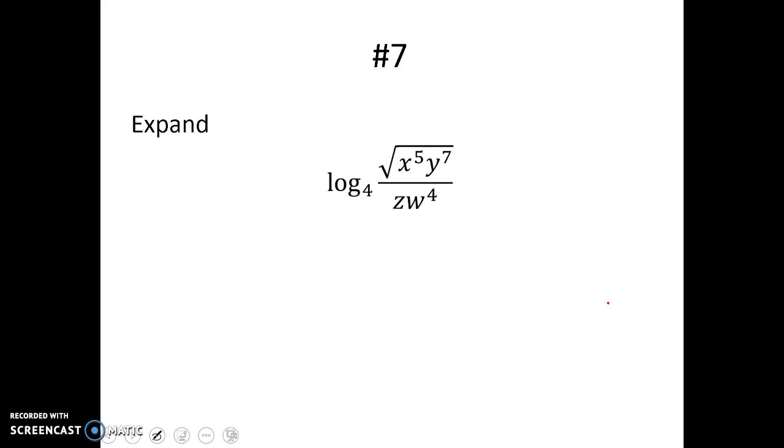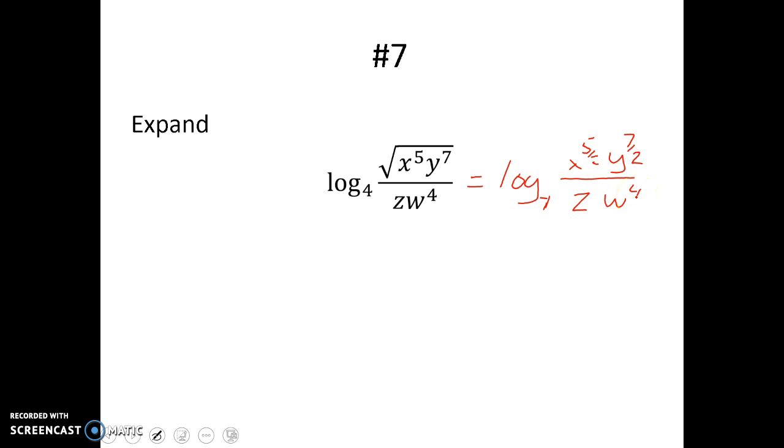Let's take a look at one more. Here we're going to expand this. So the first thing I'm going to do is get rid of the radical sign. I'm going to write this as, I'll do it over here first, the log. I'm going to keep it all as one logarithm. So log base 4, but it's going to be x to the 5/2, then y, that's a half there, y to the 7/2, then I have z to the first and w to the fourth.